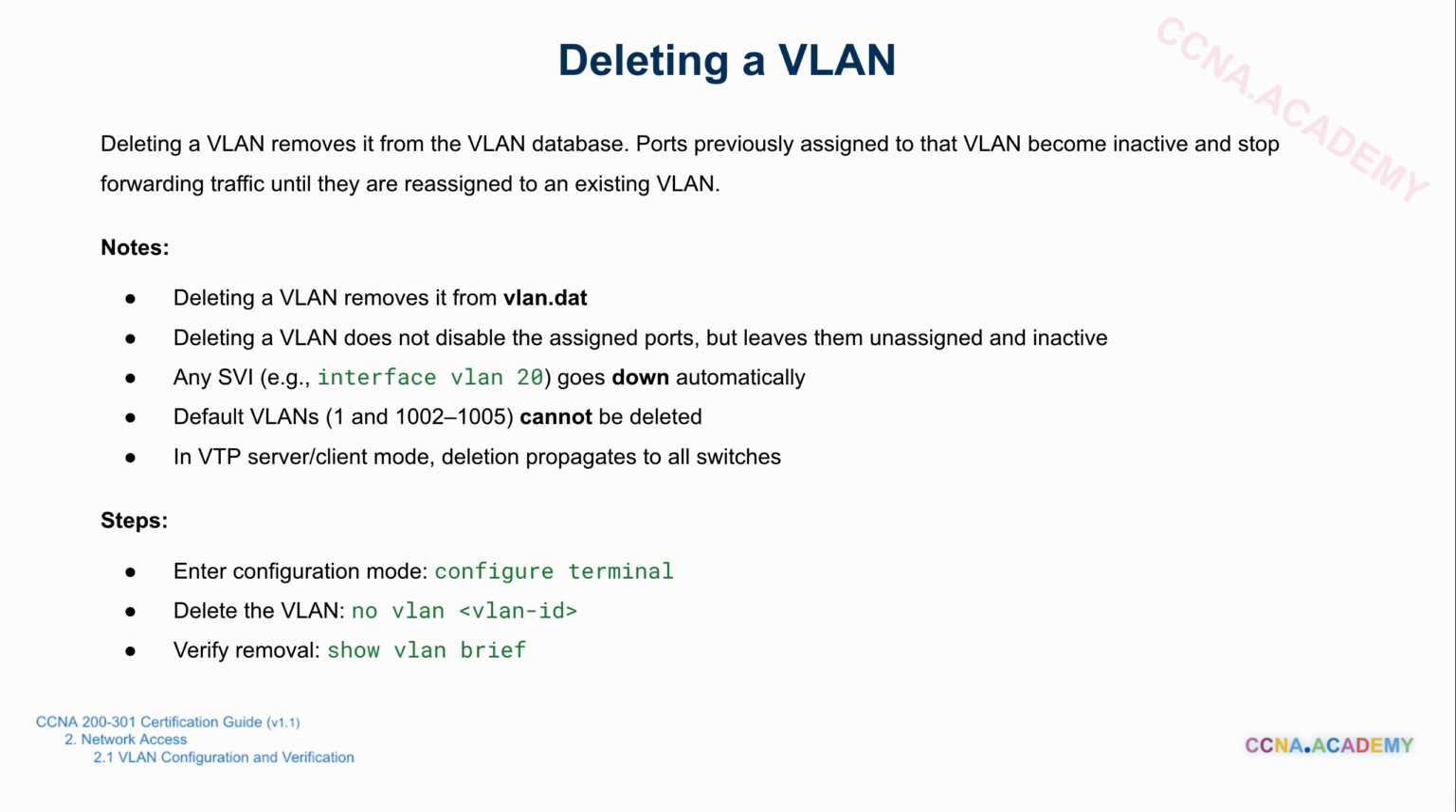Deleting a VLAN removes it from the VLAN database and immediately affects any ports assigned to it. This is done by using the no VLAN command followed by the VLAN number. Default and reserved VLANs cannot be deleted. In VTP environments, deletions must be handled carefully since they may propagate.